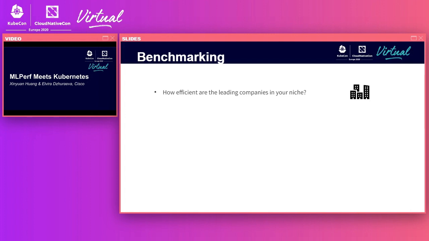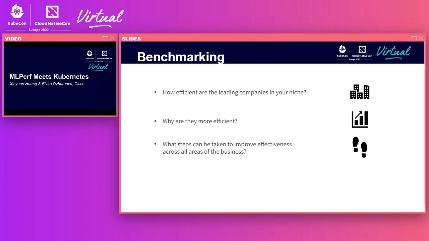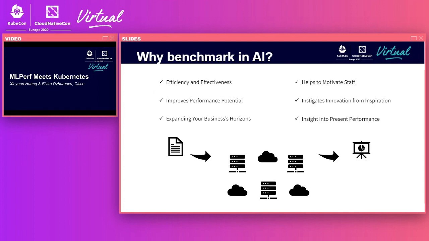So benchmarking is the answer to that. Benchmarking helps to answer questions like, how efficient are the leading companies in their niche? Why are they more efficient? And what steps do we need to take to improve effectiveness across all areas of our business, including machine learning workloads? And how can we use this benchmark to improve our evaluation and our technology improvements for the next year?